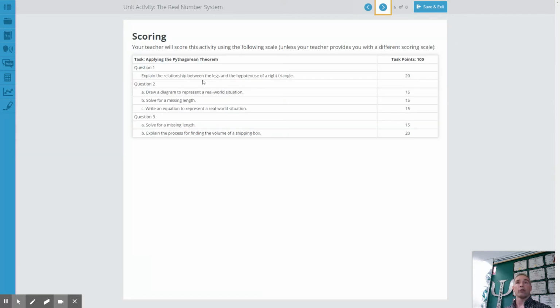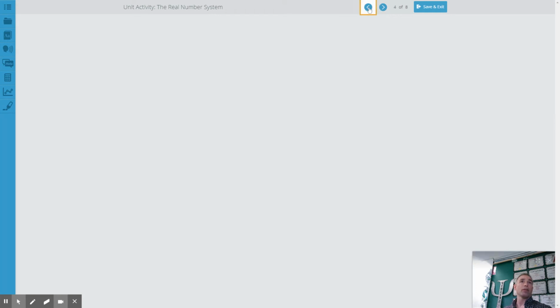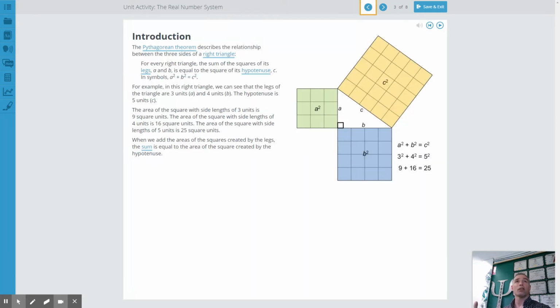By looking at your rubric, the first thing you would have to do is to explain the relationship between the legs and the hypotenuse of a right triangle. When we talk about relationships, you're asking: is one smaller? Is one larger? Are they equal to each other? With this scenario, we have to go a little bit further than just describing which one's larger or smaller. This relationship is squared.